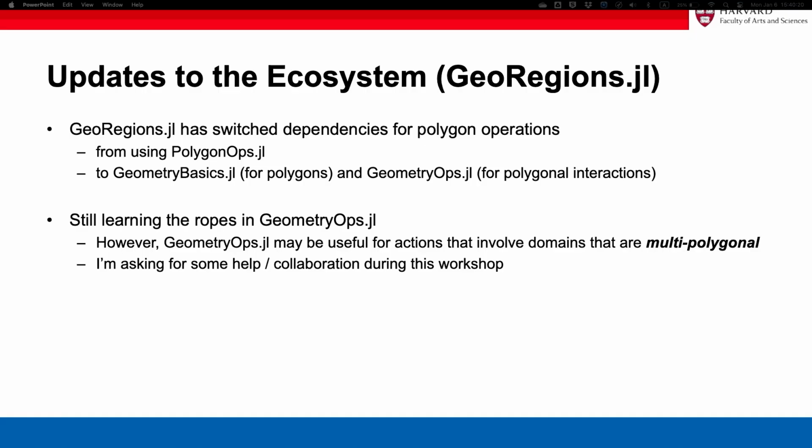So GeoRegions, as I mentioned before, has switched dependencies for polygon operations, because quite often when you're doing analysis, especially if you want to do extraction, you want to know that the data you're extracting the region from is within the bounds of the data that you have. So sometimes you want to show that a region is inside another GeoRegion or a region is on the GeoRegion. So I switched from Polygon Ops to Geometry Basics. I'm asking for help for that for the people that are here in order to learn the ropes for the polygon operations.